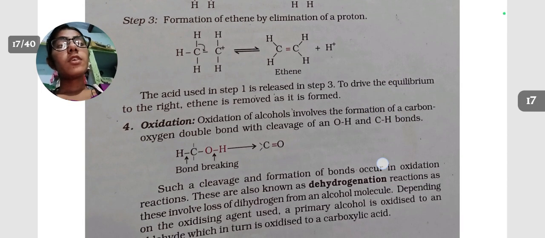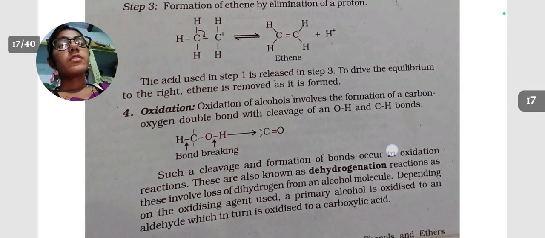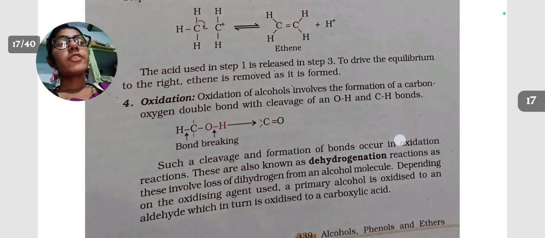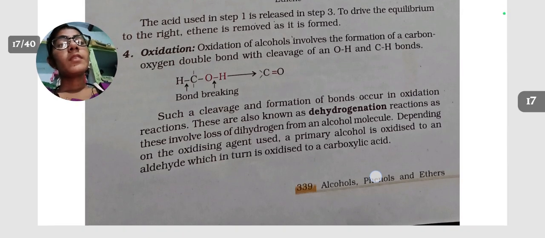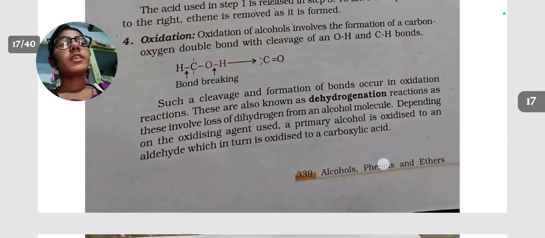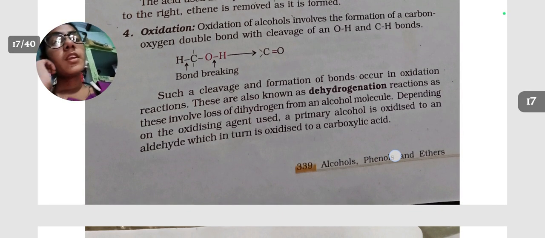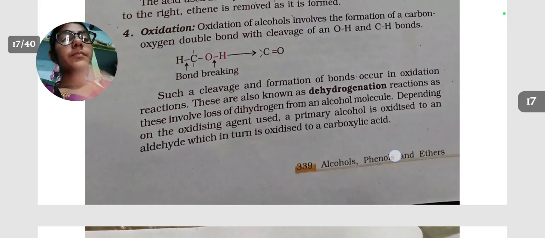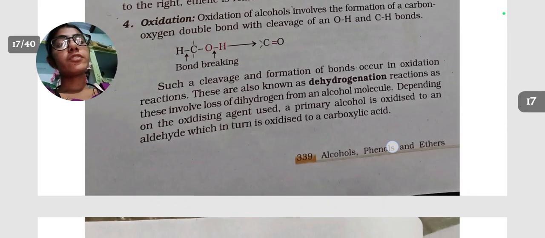Fourth is the oxidation. Oxidation of alcohols involves the formation of a carbon-oxygen double bond with the cleavage of an O-H and a C-H bond. Which bond breaks in such a cleavage, and the formation of the bond occurs in the oxidation reaction. These are all known as dehydrogenation reactions, as this involves loss of hydrogen from an alcohol molecule. Depending on the oxidizing agent used, a primary alcohol is oxidized to form the aldehyde, which is further oxidized to the carboxylic acid.